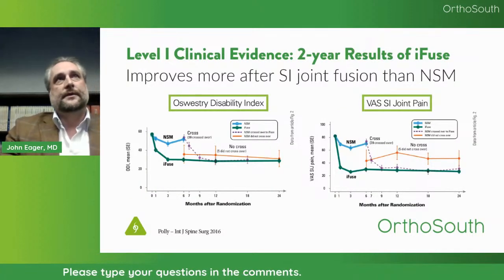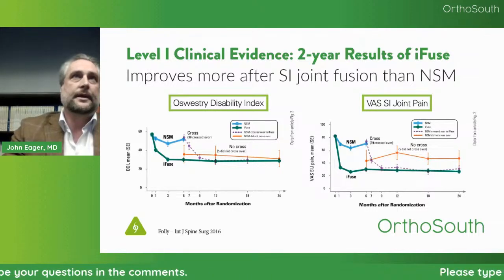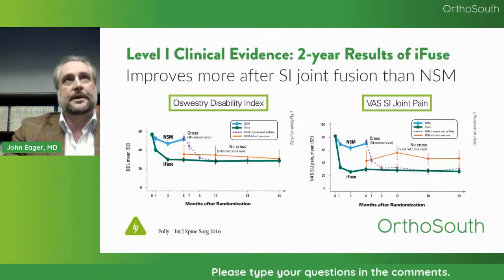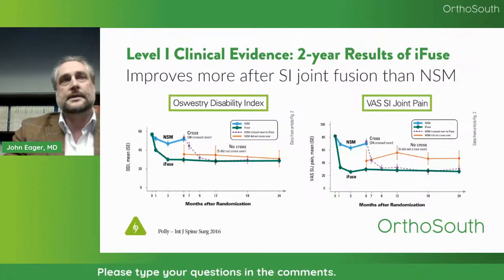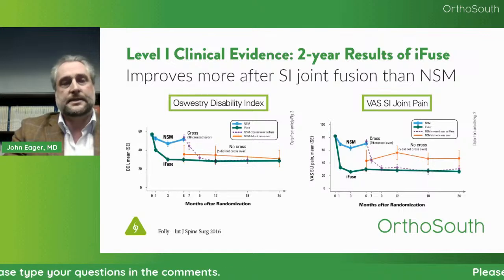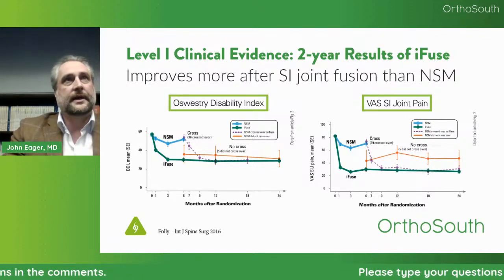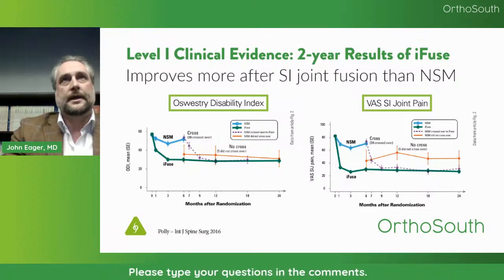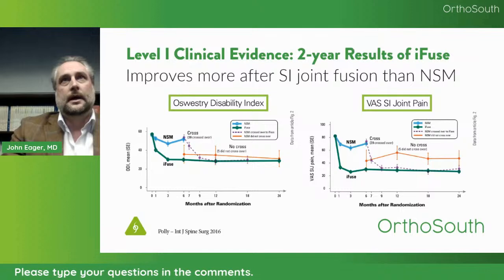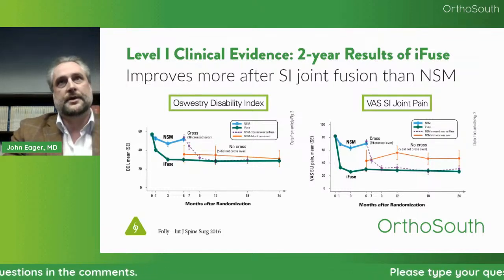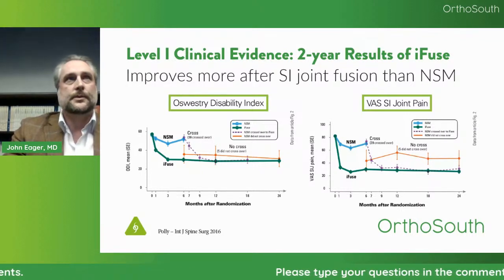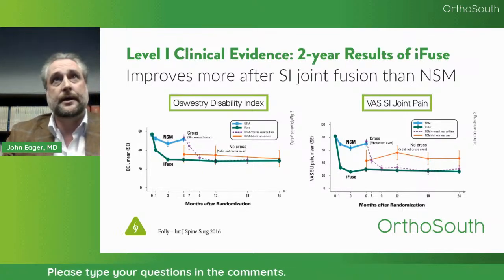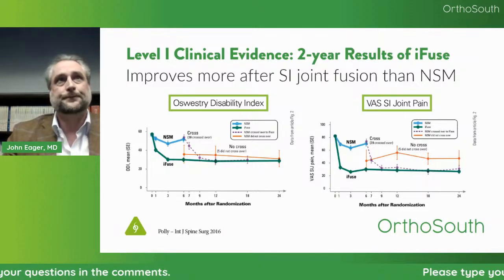Here we have 2-year results of the iFuse system comparing non-surgical management and SI fusion. The Oswestry Disability Index is commonly used in the spine realm as a measurement of patients' pain and disability. So we see a pretty significant drop in the months following an SI fusion. And again, on the right, the visual analog scale, how patients are rating their pain during this recovery process over a 2-year period. We see the non-surgical management in the blue at the top with minimal changes in the ODI or the VAS pain scale.